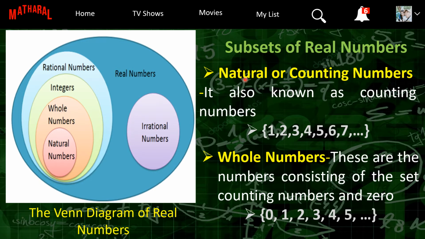Subsets of real numbers. The first one is natural or counting numbers. It is also known as counting numbers when you hear natural numbers. So these are the example of natural numbers. The sets whose elements are 1, 2, 3, 4, 5, 6, 7, so on and so forth. And the whole numbers, these are the numbers consisting of the sets of counting numbers and 0, whose sets are with elements of 0, 1, 2, 3, 4, 5, so on and so forth. So let's proceed on our next slides.